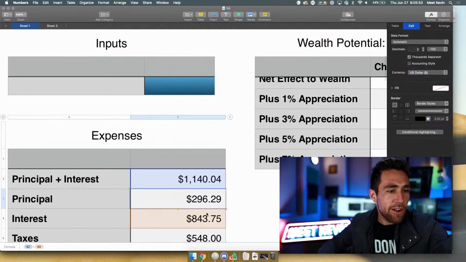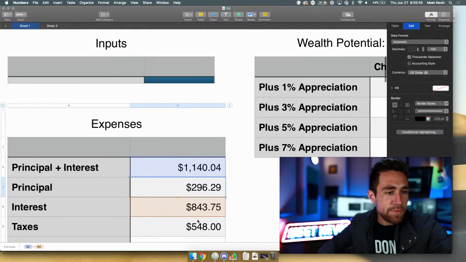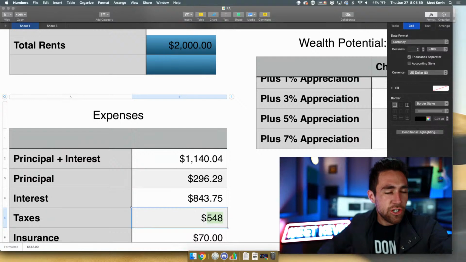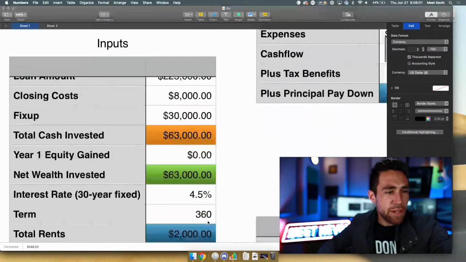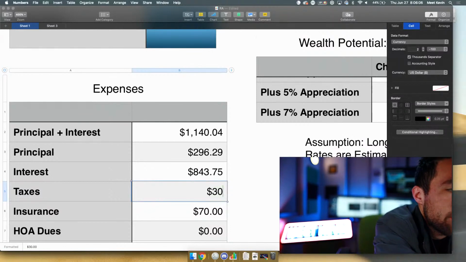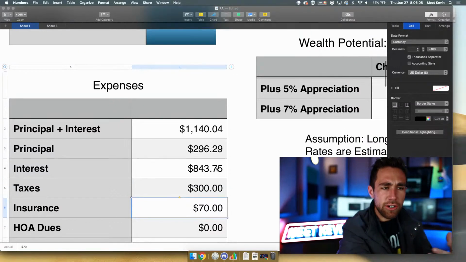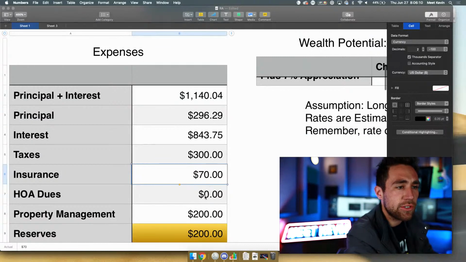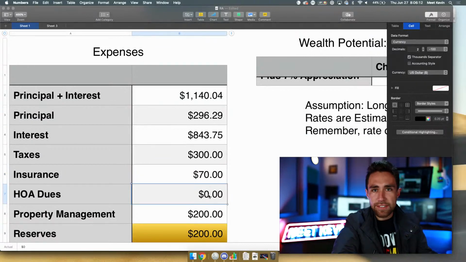Principal is about $300, interest about $843, taxes about... this is a little high. Taxes should be about, on $250,000, honestly, somewhere around $300 on this. There we go. Insurance, $70. HOA dues. Let's say this is going to be a condo.